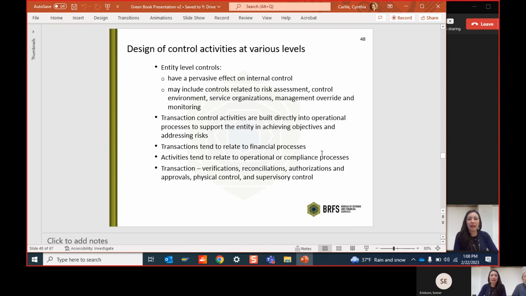Okay. At the entity level, entity level controls have a very pervasive effect on internal control.